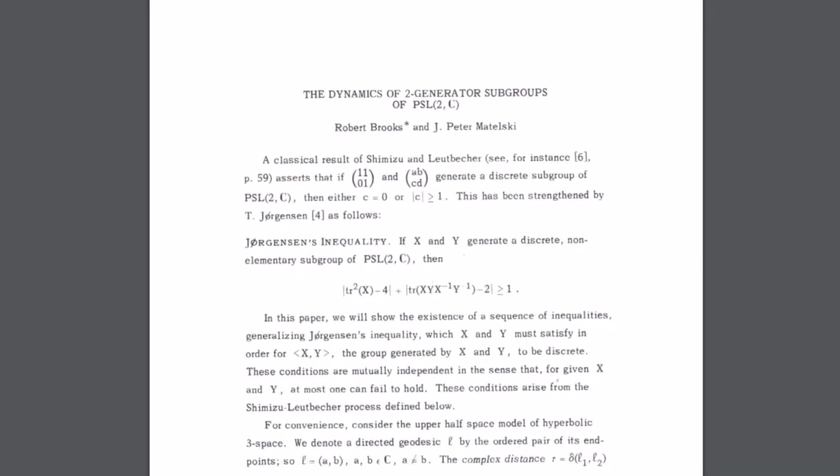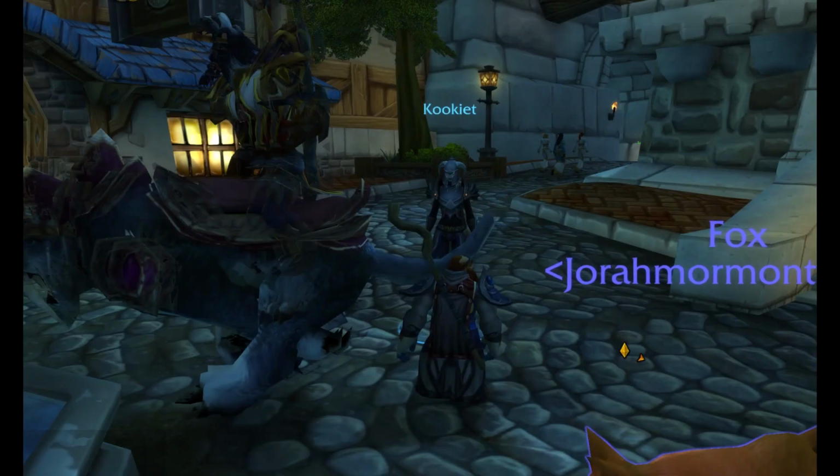Both Brooks and Matelski had max-level Warcraft characters at the time, though back in 1978 the level cap was only 60 because the Burning Crusade wasn't out yet.